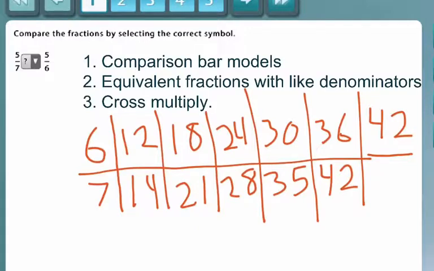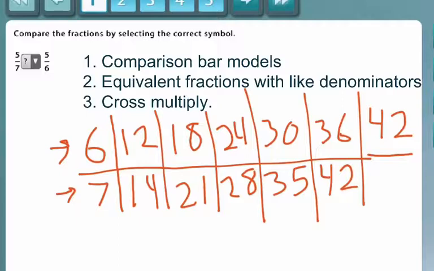So I've decided to use the strategy of comparing with like denominators. You find all the multiples of 6: 6, 12, 18, 24, 30, 36, and 42. And the multiples of 7: 7, 14, 21, 28, 35, and 42. You definitely need to know your multiplication math facts to do this strategy.